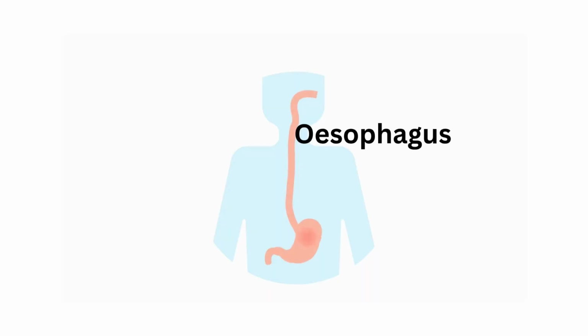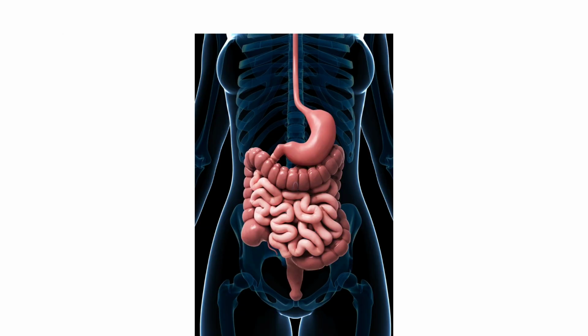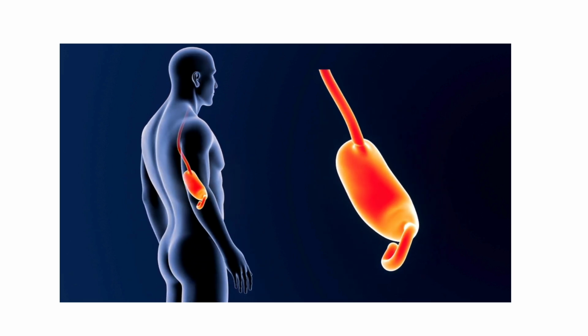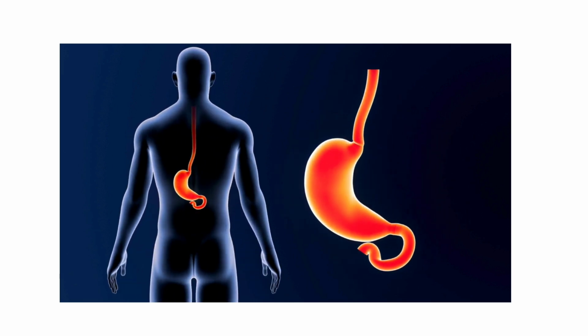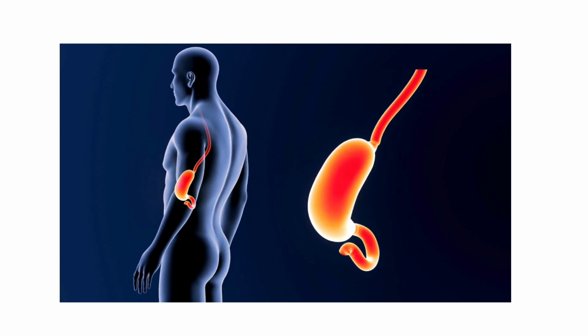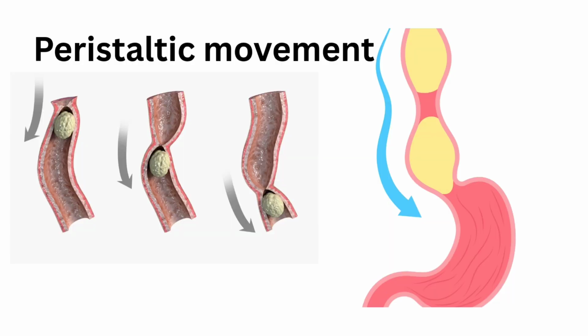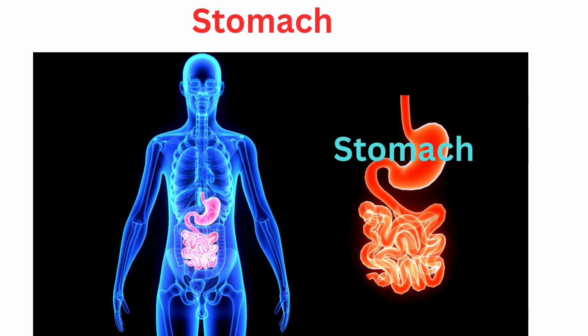From the mouth, the food moves into a long muscular tube called the esophagus or food pipe, which connects the mouth to the stomach. The movement of food through the esophagus is not just a fall due to gravity. Instead, the food is pushed down by wave-like muscular contractions known as peristalsis or peristaltic movement, ensuring the food reaches the stomach even if we are lying down or hanging upside down.